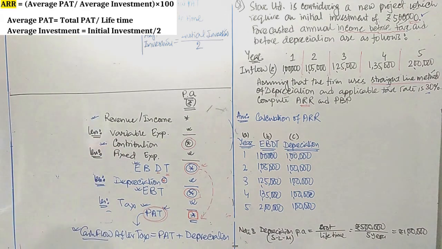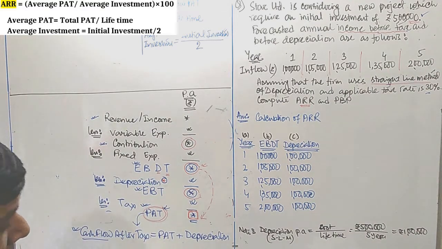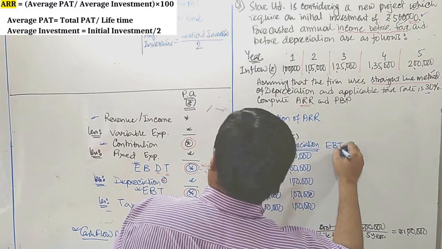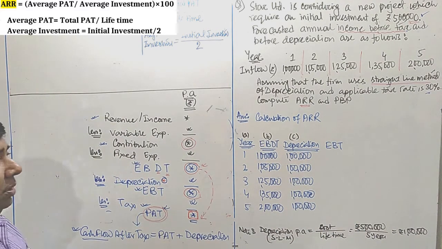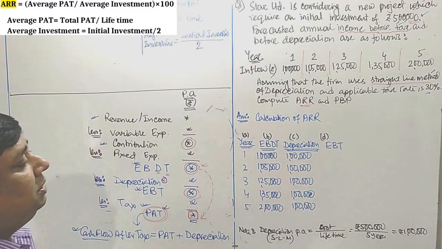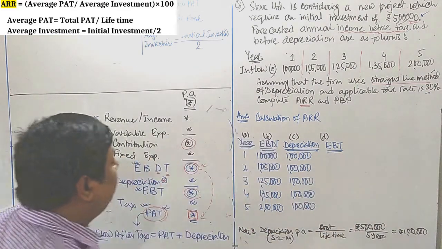Now here we count EBDT and depreciation. Once you deduct depreciation from EBDT, we get the next part, that is called EBT, earning before tax. This is our fourth column, or column D, I must say. Column D is our EBT column. How to get that EBT, earning before tax?